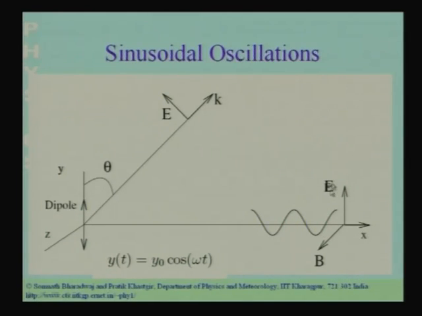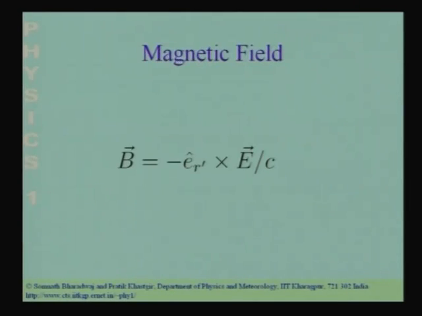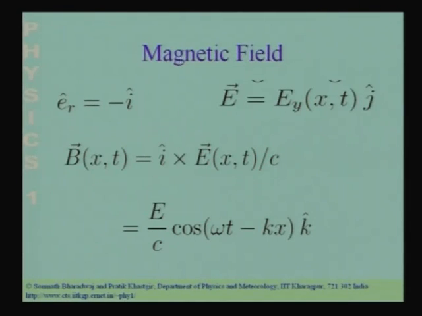In electromagnetic waves, the wave propagates in a particular direction, the electric field is perpendicular to that, and the magnetic field is perpendicular to both the direction of propagation and the electric field. The oscillations of the electric field and the magnetic field are both in exactly the same phase. The magnitude of the magnetic field is a factor 1 by c smaller than the magnitude of the electric field. So, this is a feature which is typical of all electromagnetic waves.